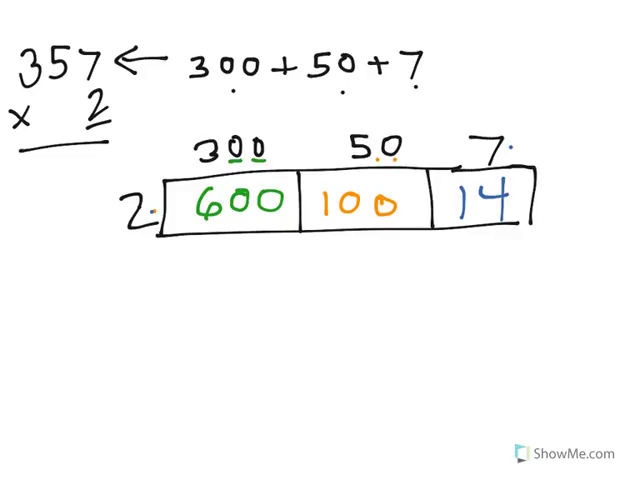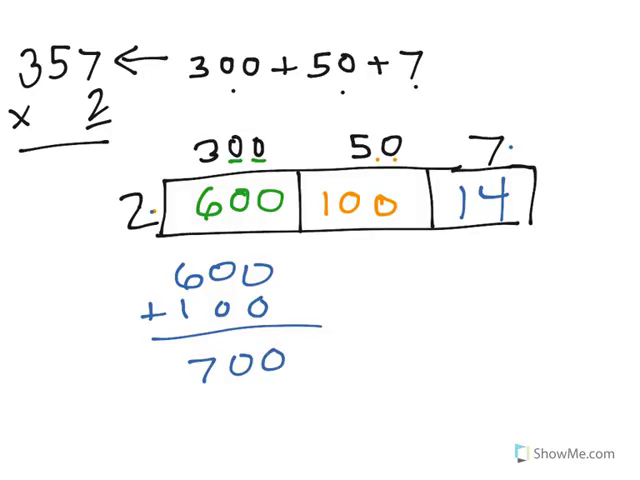So now what you do is you take these 3 boxes and add them together. 600 plus 100 makes 700. Then we do 700 plus 14 is 714. This means that 357 times 2 would be 714.